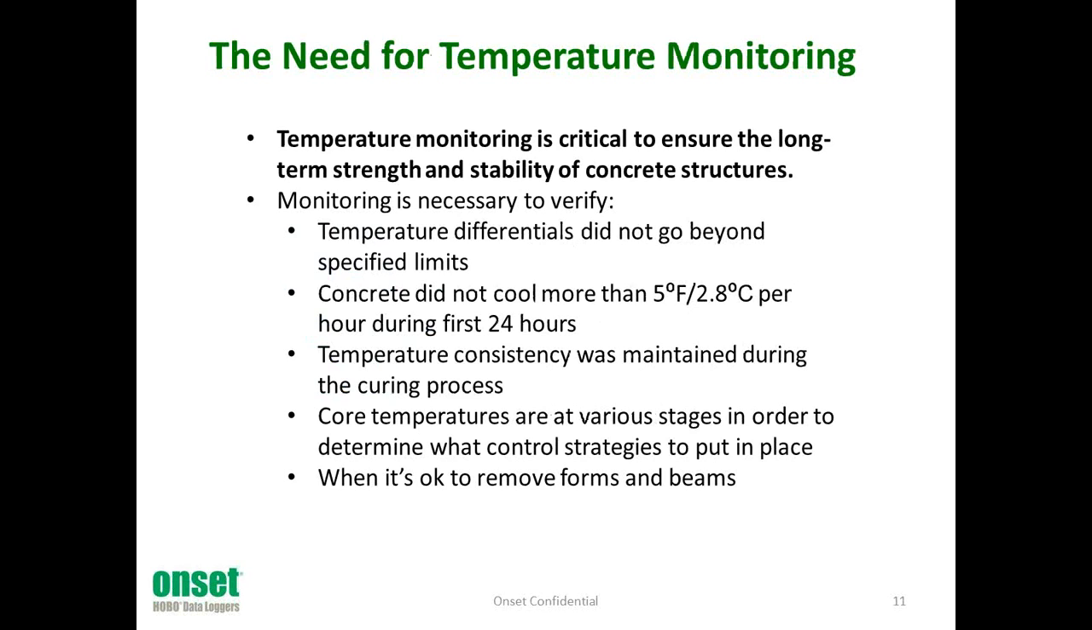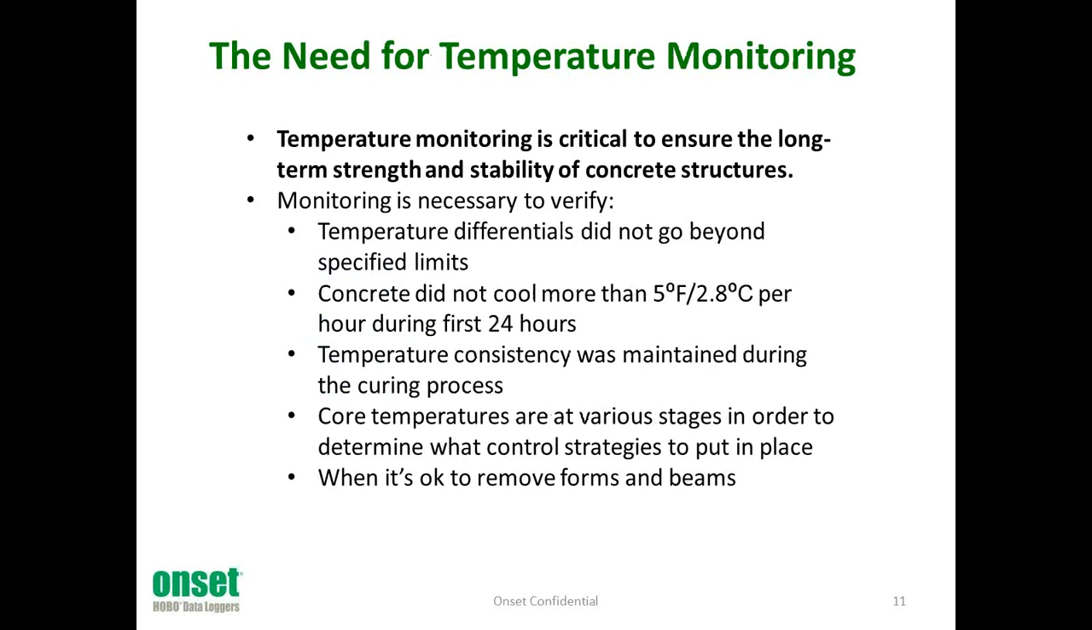In order to help prevent the potential for these adverse curing conditions, we must know and understand the batching temperature, the temperature the concrete is producing during hydration, and the environment it is curing in. Temperature monitoring is critical to ensure the long-term strength and stability of concrete structures. It is necessary to verify that the temperature differentials do not go beyond the specified design limits and that the concrete does not cool by more than 5 degrees Fahrenheit or 2.8 Celsius per hour during the first 24 hours. You also need to verify that the temperature consistency was maintained during the curing process.